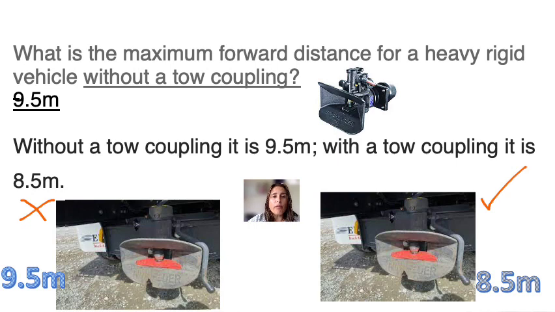What is the maximum forward distance for a heavy rigid vehicle without a tow coupling? 9.5 meters. Without a tow coupling, it is 9.5 meters. With a tow coupling, it is 8.5 meters.